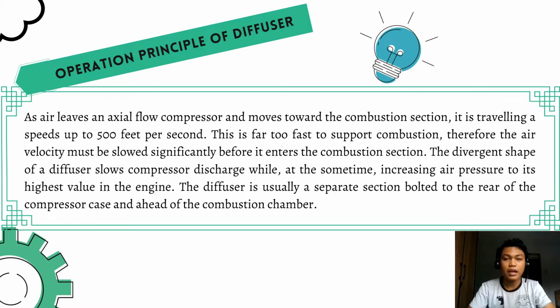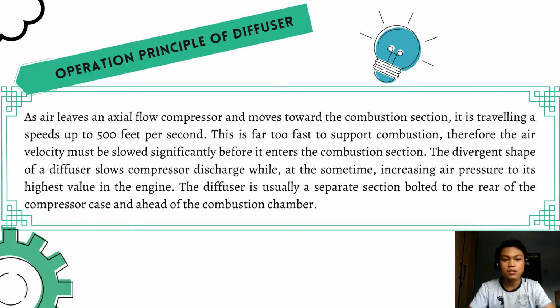As air leaves an axial flow compressor and moves toward the combustion section, it is traveling at speeds up to 500 feet per second. This is far too fast to support combustion, therefore the air velocity must be slowed significantly before it enters the combustion section. The divergent shape of a diffuser slows the compressor discharge while, at the same time, increasing air pressure to its highest value in the engine. The diffuser is usually a separate section bolted to the rear of the compressor case and ahead of the combustion chamber.